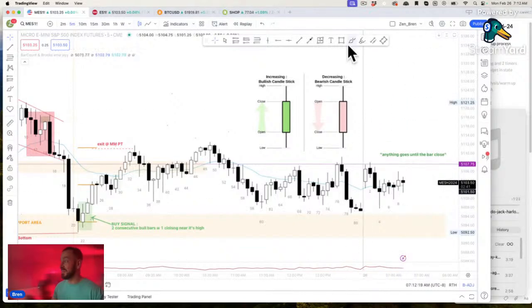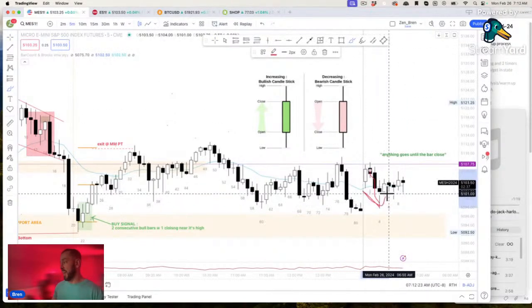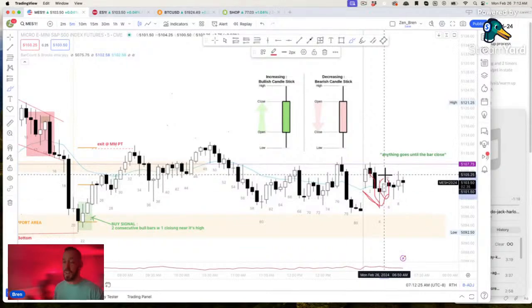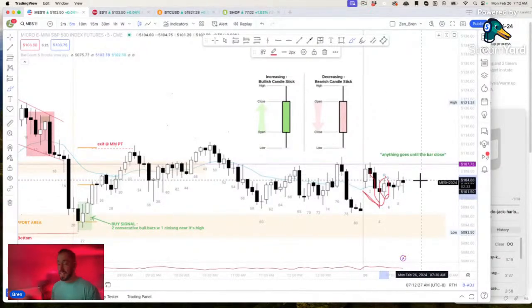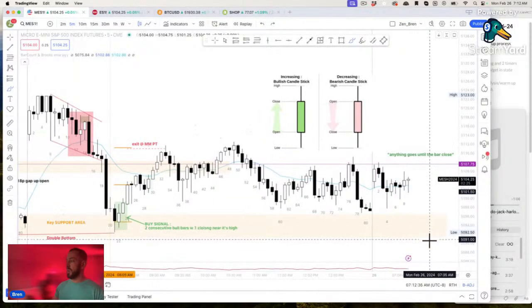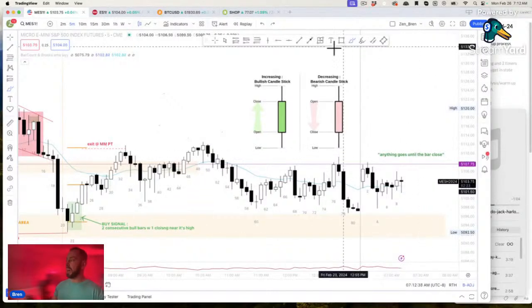Right? It's like, the bears are like, we're gonna cause some damage to the bull case. And then this guy right here would be called a fuck you candle. Because it's like, no. The bulls are like, fuck you bears. We're in control of this market. And they are, right? But they're battling it out. So what we're gonna see is a breakout at some point.